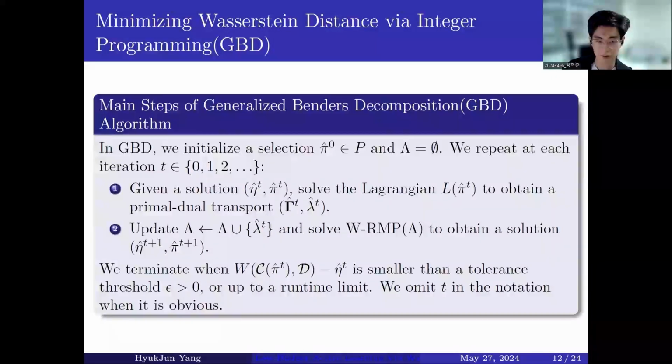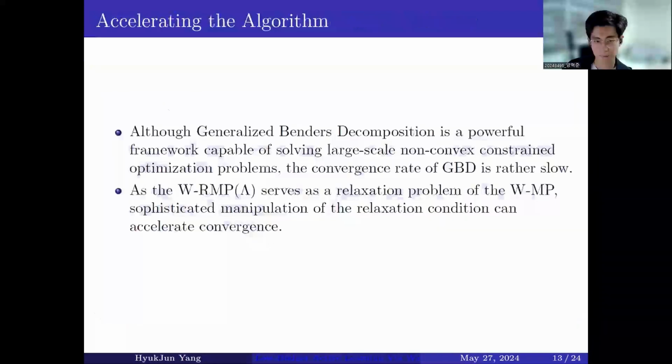Therefore, the GBD algorithm works as follows. Start with an arbitrary pi 0 hat from the candidate set P and an empty set big lambda. With a solution eta hat and pi hat at each iteration, we get gamma hat and lambda hat. Adding lambda hat to the constraint set big lambda provides new eta hat and pi hat values. This iteration continues until the Wasserstein distance converges.